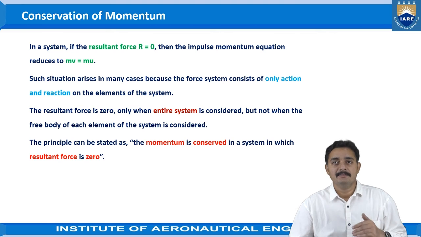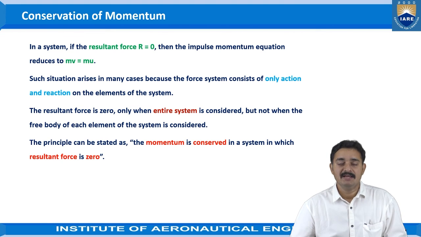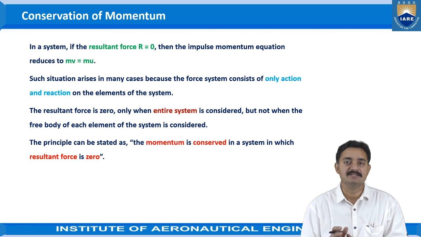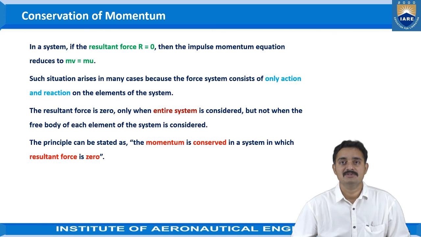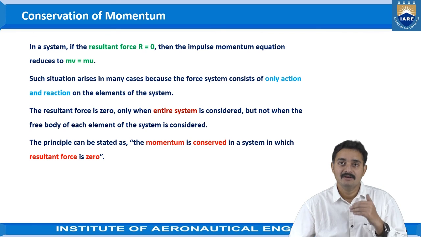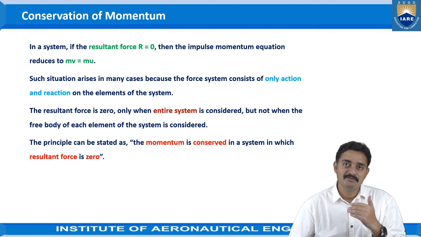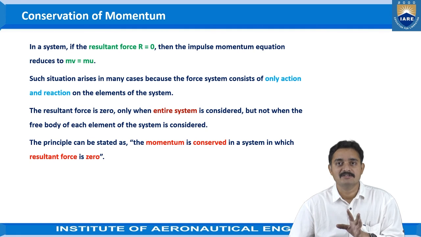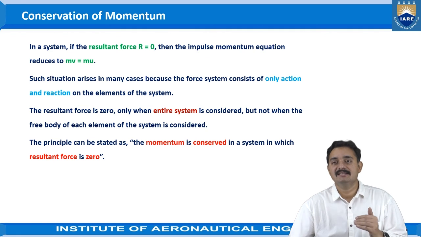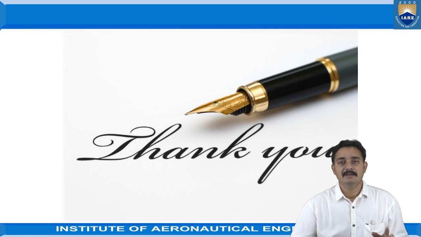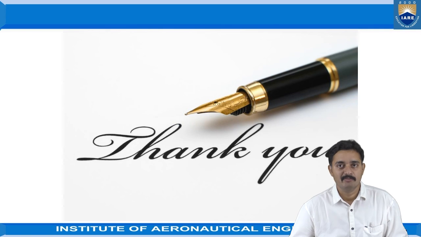So the principle can be stated as: the momentum is conserved in a system in which the resultant force is 0. When would the resultant force be 0? Resultant force would be 0 only when all the bodies are considered, and before and after application of forces, or before and after the action that is happening, both parts are considered. Then only we can say that the momentum is conserved. This is regarding the impulse momentum equation and the conservation of momentum.